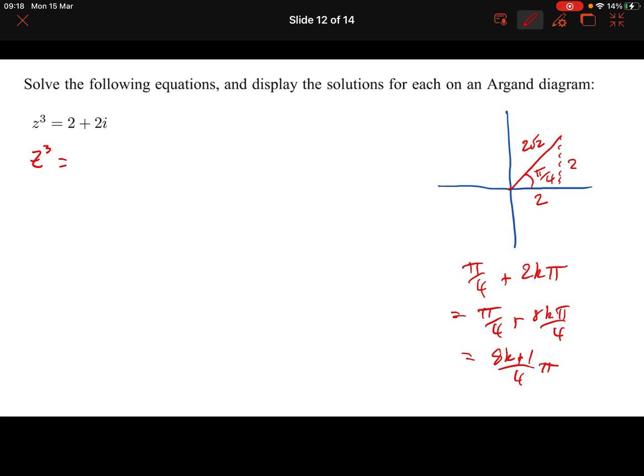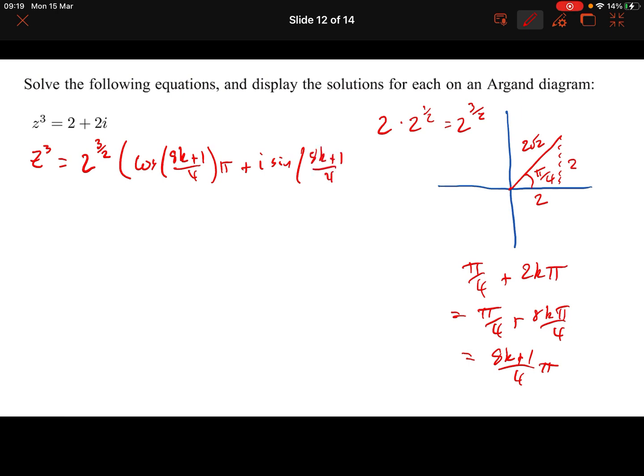So my complex number, I can rewrite it in polar form with modulus 2 root 2. Now 2 root 2 is the same as 2 times 2 to the half, which is the same as 2 to the 3 over 2. So I'm going to write it like that: 2 to the power of 3 over 2 of cosine of (8k plus 1) over 4 pi plus i sine of (8k plus 1) over 4 pi.